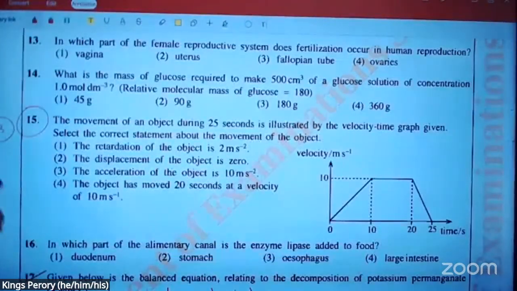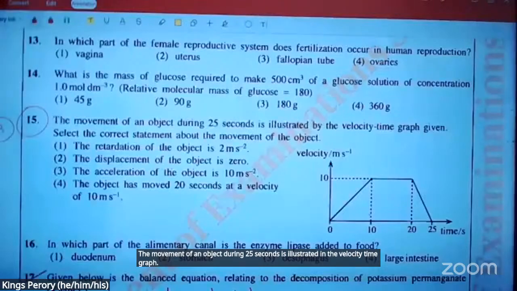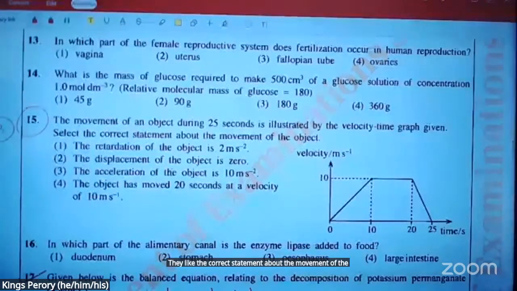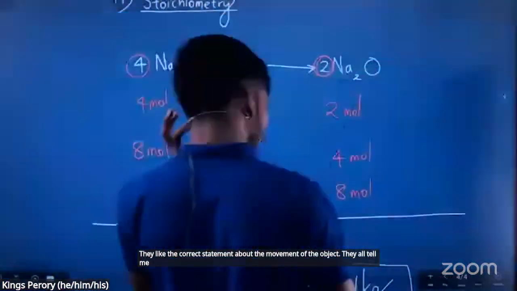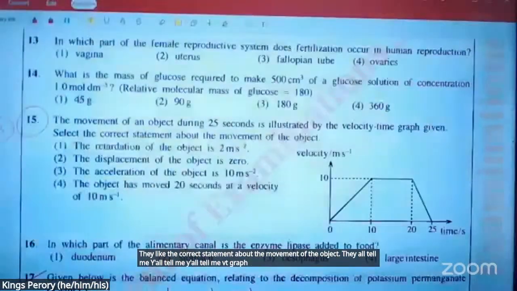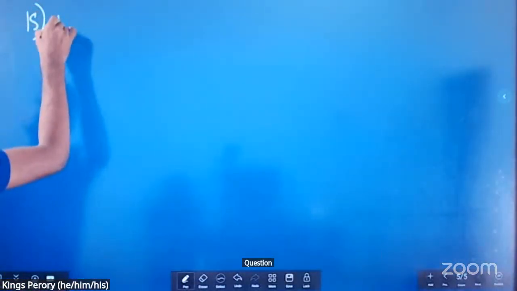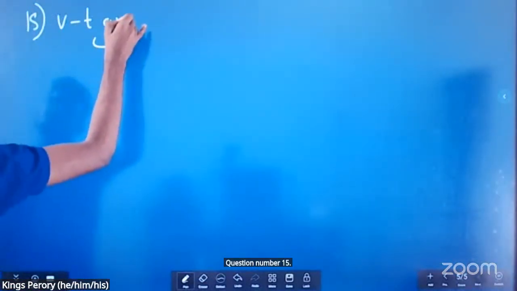The movement of an object during 25 seconds is illustrated in the velocity-time graph. Select the correct statement about the movement of the object. Tell me, this is question number 15, the VT graph.